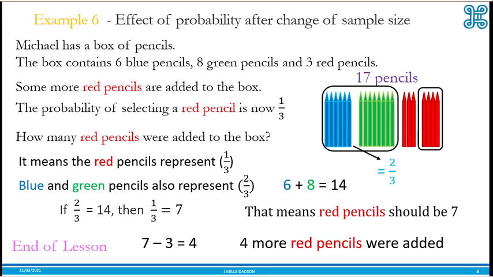So that means 4 more red pencils were added for the probability of red to be a third. And it makes sense. If 7 represents a third, then 14 represents 2/3. And that brings us to the end of lesson 1.